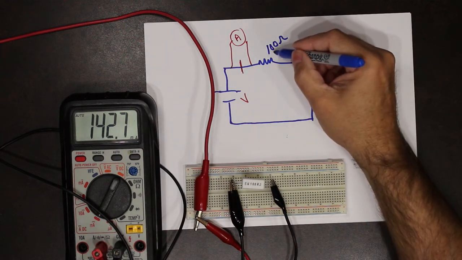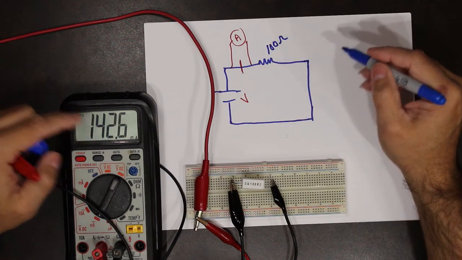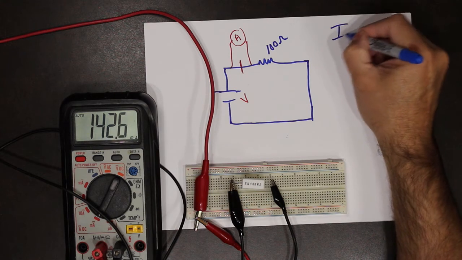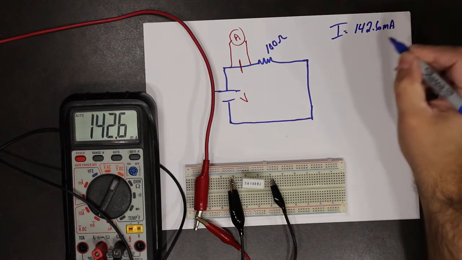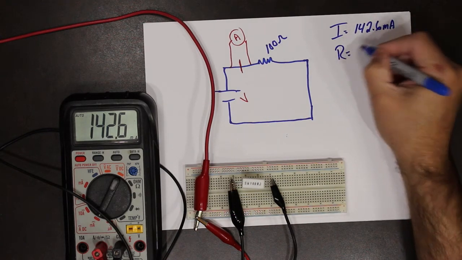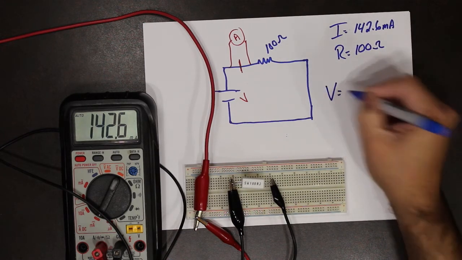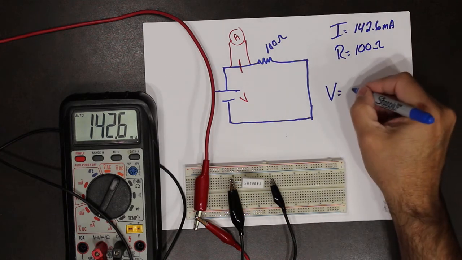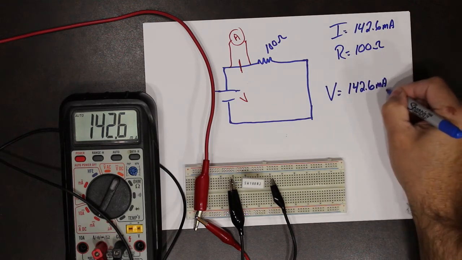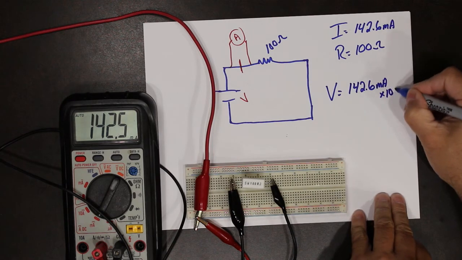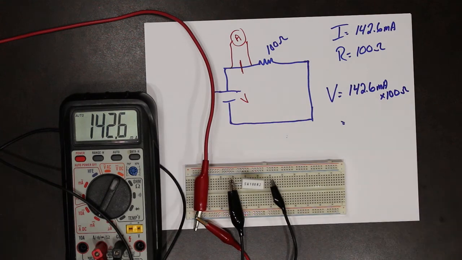So my resistance is 100 ohms. My current is 142.6 milliamps. So therefore, my voltage is equal to what? Ohm's law tells me that I take 142.6 milliamps times 100 ohms. So I plug that into my calculator.